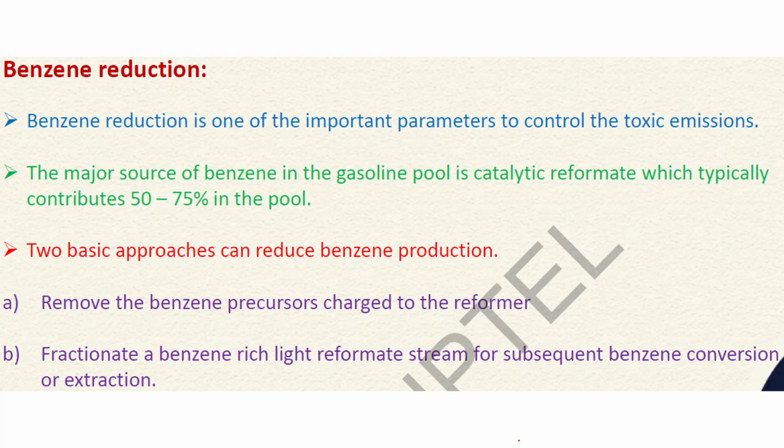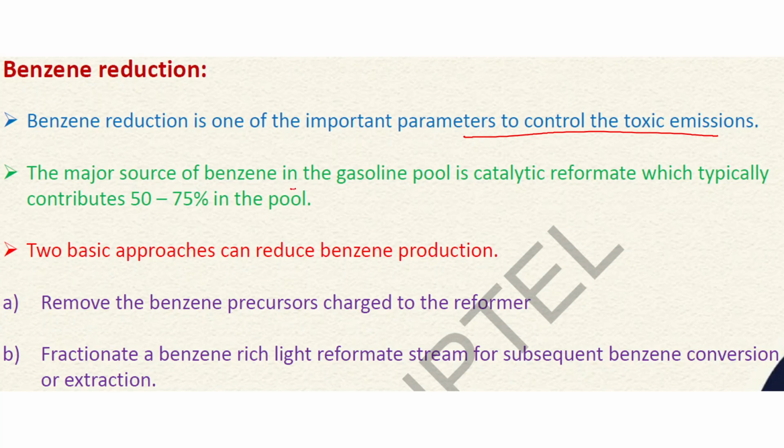Another thing is benzene reduction. As I told, benzene is carcinogenic in nature. If some amount of C6 cuts are present in the gasoline, then during the combustion of the gasoline in the motor engine, it may release benzene in the emission gases in the exhaust. So this needs to be controlled; it is the most important parameter to control toxic emissions.